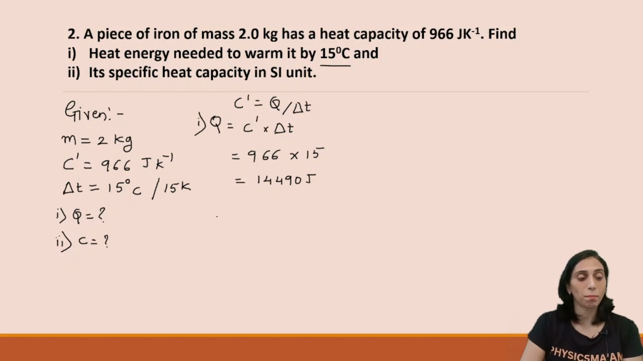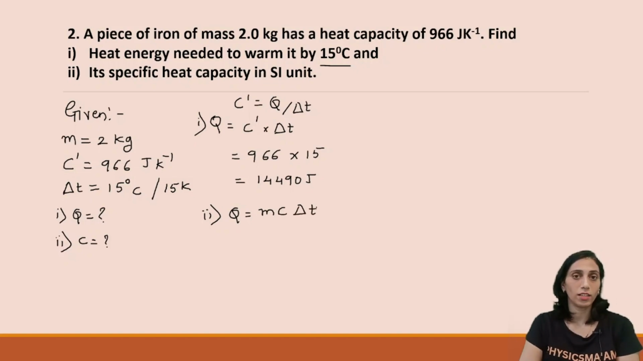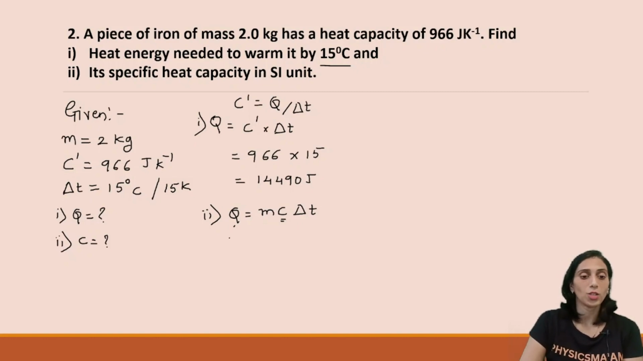Now the second part of it, what it says? The specific heat capacity in SI unit. Now I have the formula, I'll write it down here. Q is equal to mc delta T. I said one formula is applicable everywhere. So now I need to find out this. Okay, do I have Q? Yes. Do I have M and delta T? Yes. So I write C is equal to Q divided by M into delta T. So I just substitute the values.